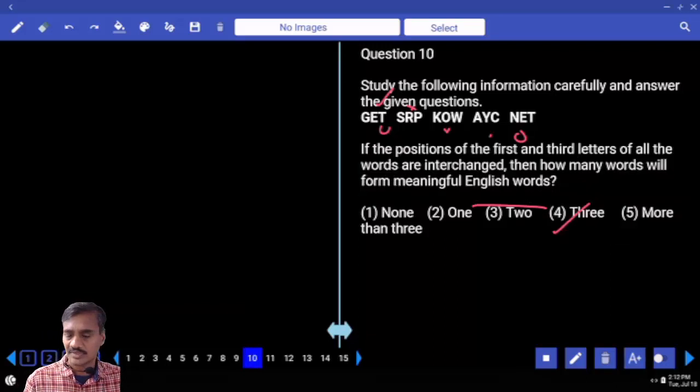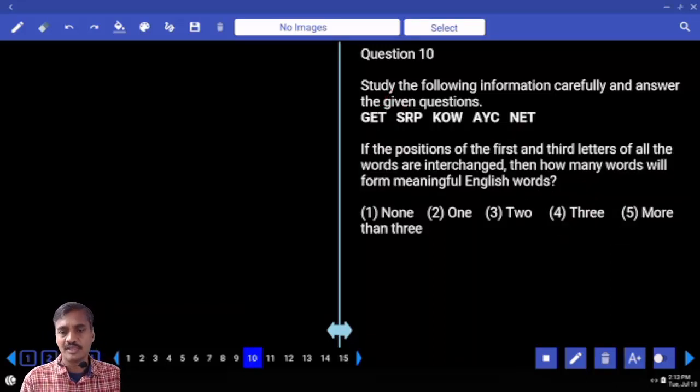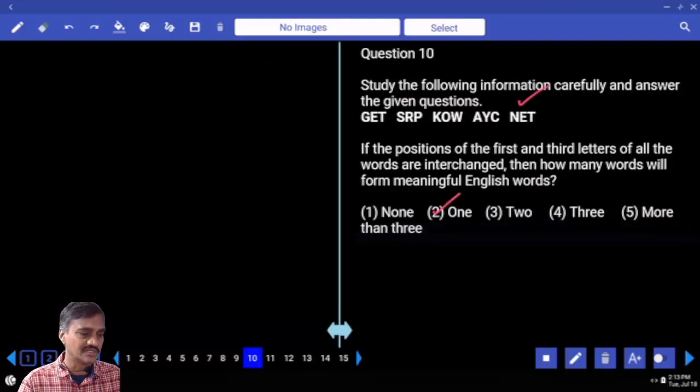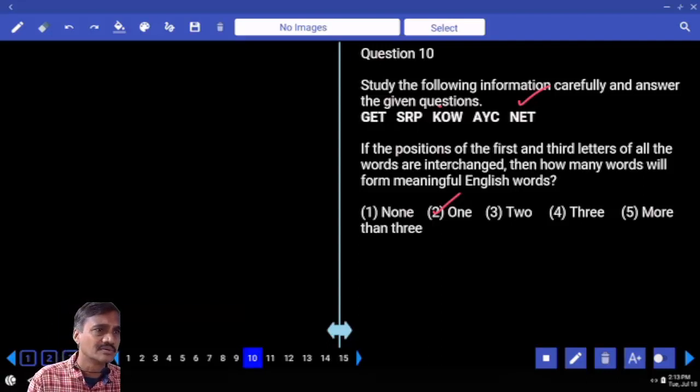Then the 10th one. Now the positions of the first and the third letters of each word are interchanged. How many words will form meaningful words? TEG, PRS, WOK, CYA, TAN. And so 10 is the choice for this question. But how many words? 2 words. WOK becomes WOK, walk, and CYA, TEG. Hence one word is the choice. Clear?